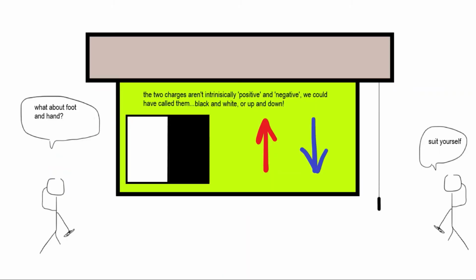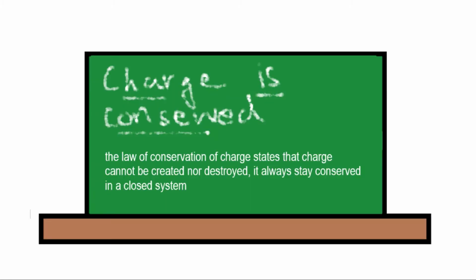Positive and negative charges display opposite behaviors. Hence why we call them positive and negative. But we could have also called them black and white, up and down, or foot and hand. It doesn't matter, for it is just a convenient label. The law of conservation of charge tells us that the amount of charge in a system will remain the same with time. There is another appreciable similarity between the gravitational and electric force.